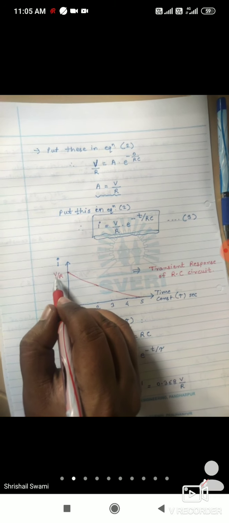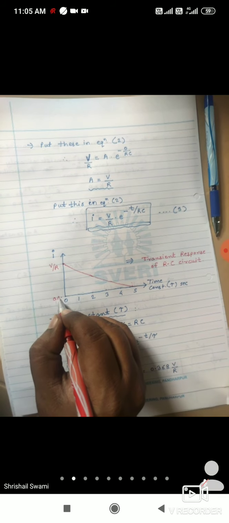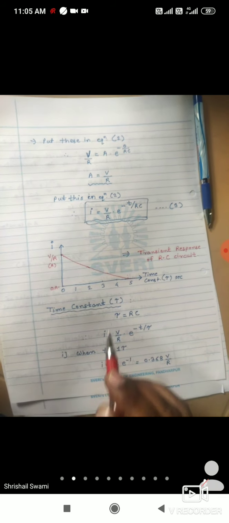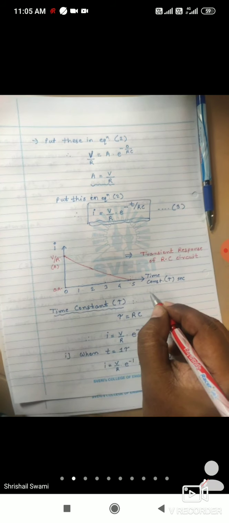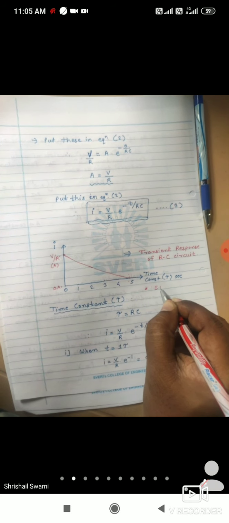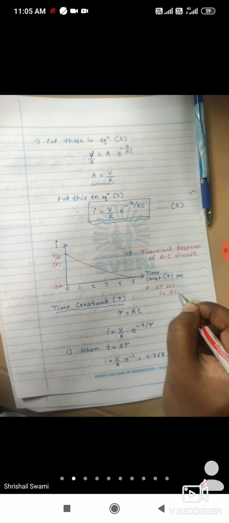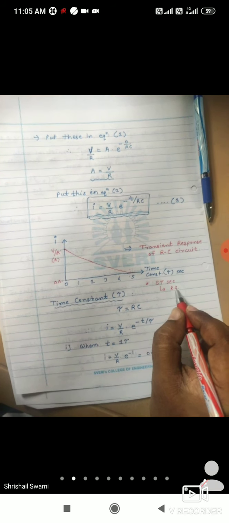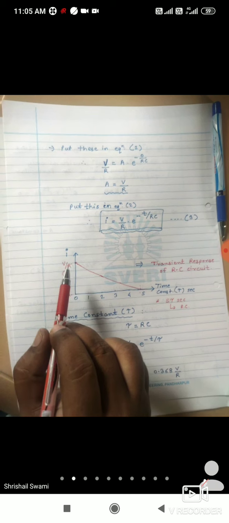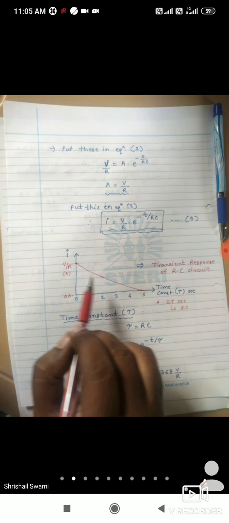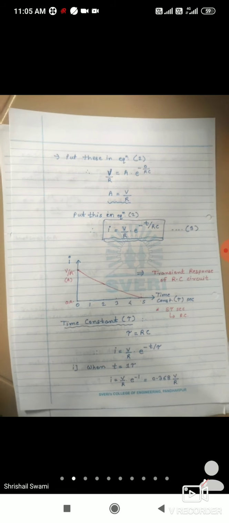So this is one steady state, V by R, and the second steady state will be 0, that is 0 ampere. To convert from one steady state to another steady state, it takes a total of 5 tau seconds, where tau depends on R into C. So based on the resistor value and capacitor value, tau will depend. Understood? So this is called as what? Transient response of RC circuit.